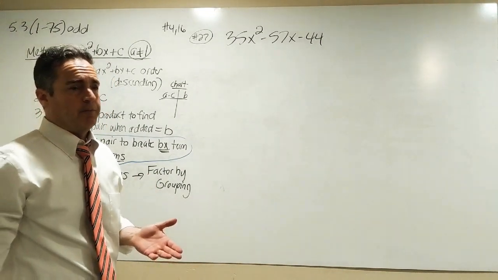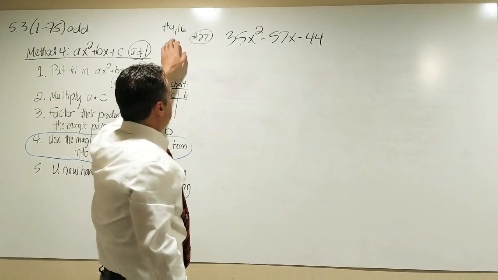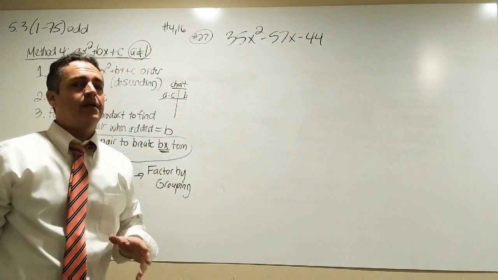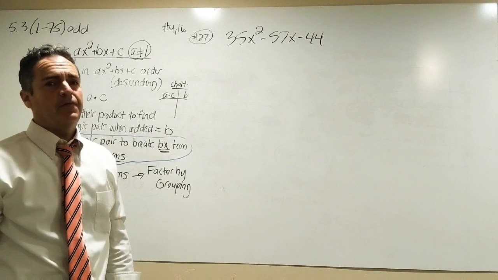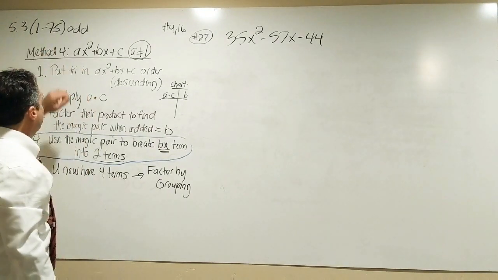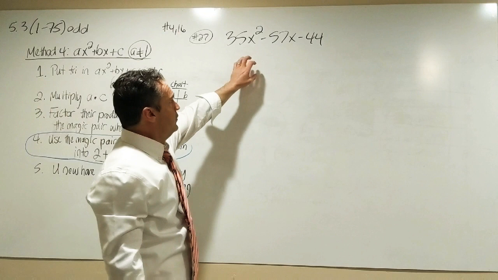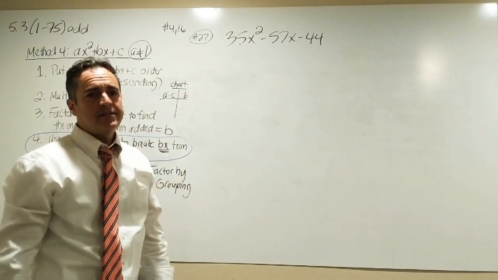This is a huge problem. By the way, the 2 problems that you did were number 4 and number 16 from section 5.3. Your homework tonight, 5.3, 1 through 75 odd. I'm going to do this one, number 27, with you. This is a nasty problem.